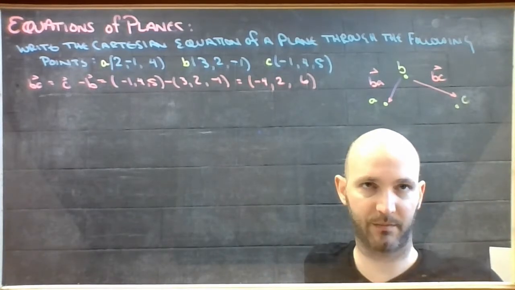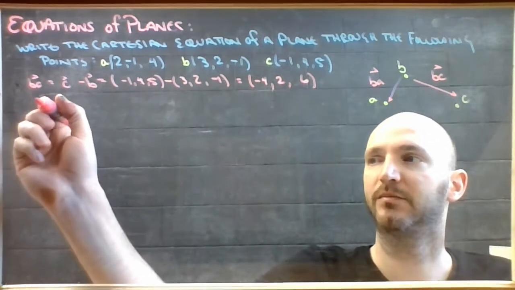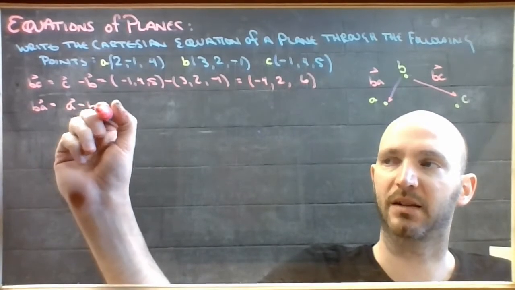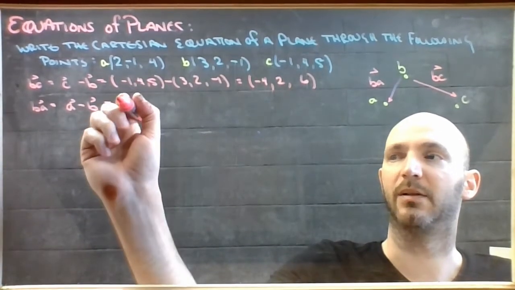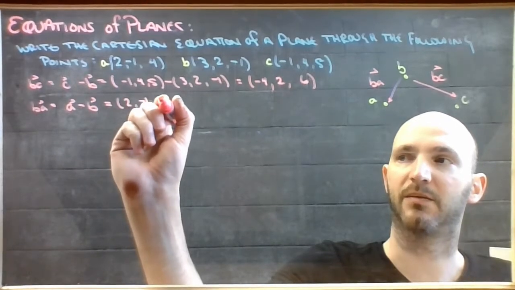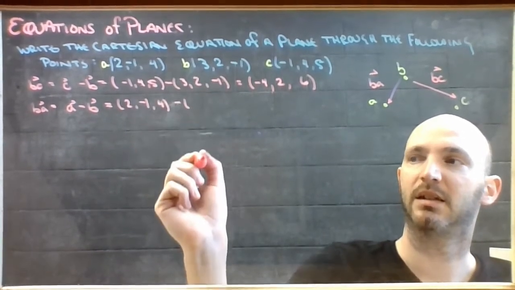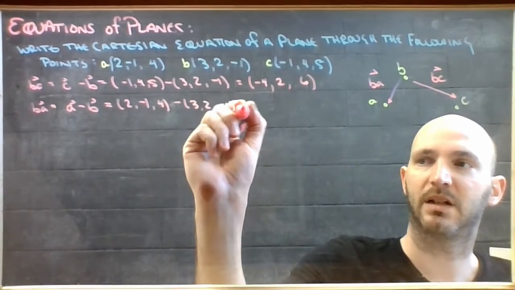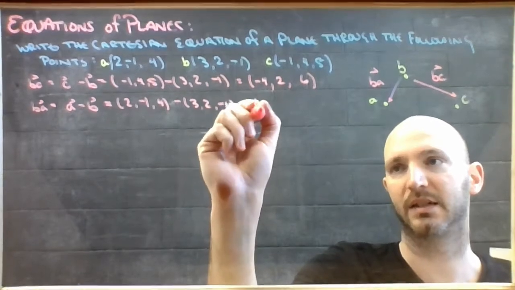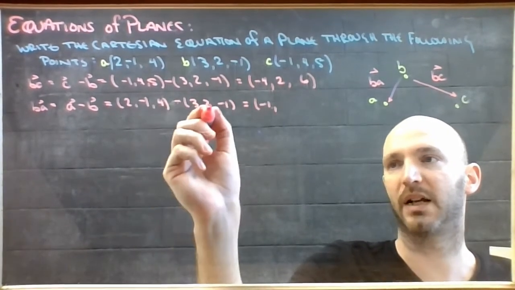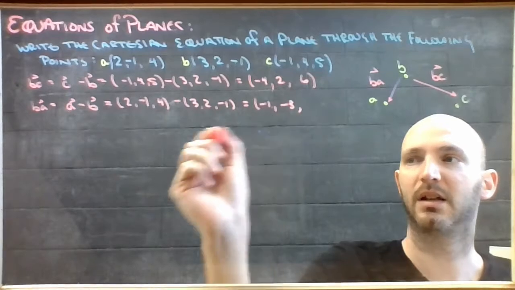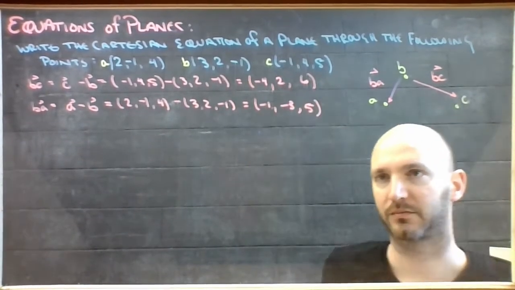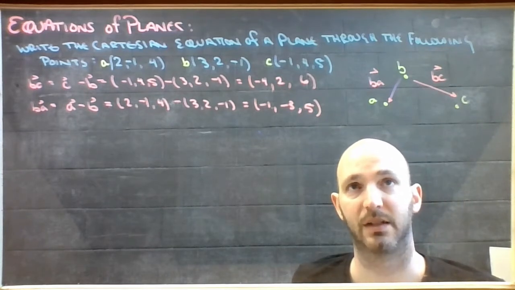Okay, good. The other thing I need is B to A. That would be the coordinates of A, subtract the coordinates of B. So I would have 2, -1, 4, subtract the coordinates of B, which are 3, 2, -1. So 2 minus 3 is -1. -1 minus 2 is -3. And 4 subtract -1 is 5. So now I have my direction vectors.